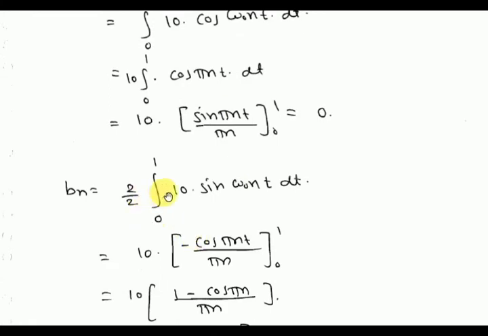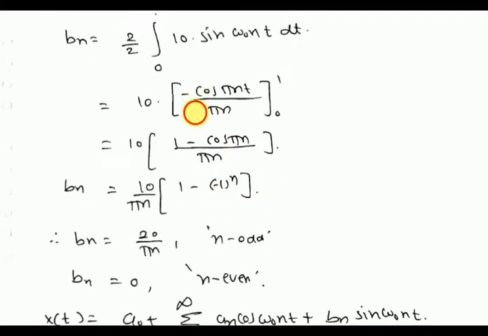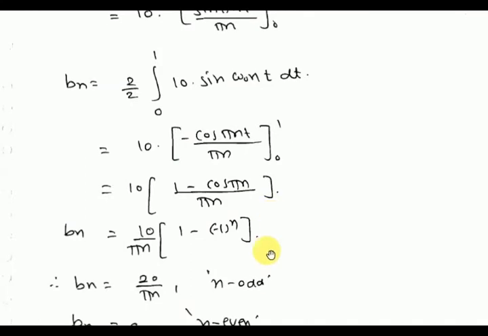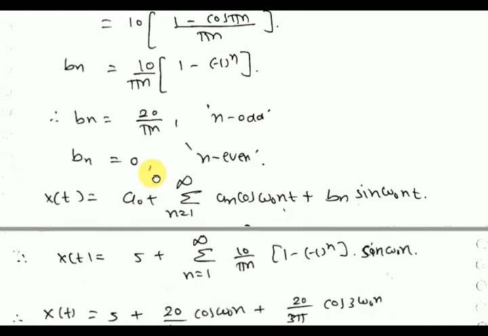For b n we have to find 2 by T integration 0 to T x of t sine n omega naught t dt. Put here x of t as 10 for 0 to 1. So we get b n equal to 10 by n pi times 1 minus minus 1 power n. For odd n its value is 20 by n pi, and for even n its value is 0.